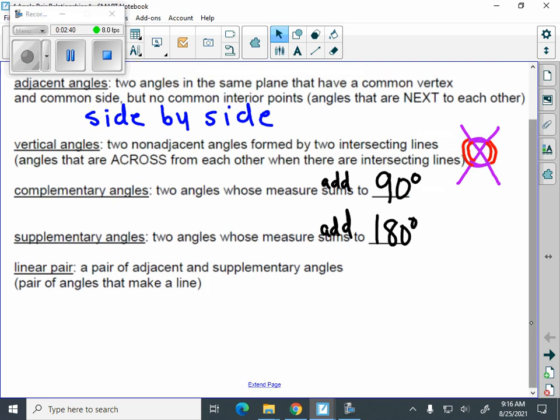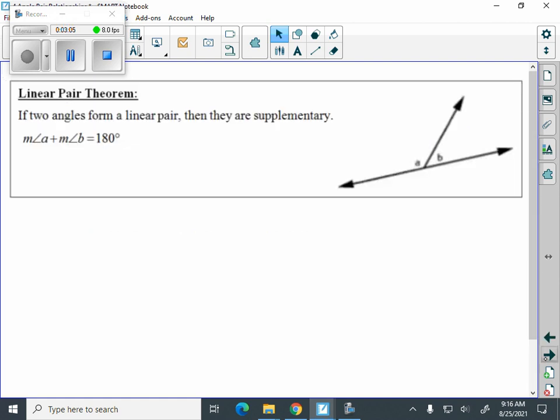Linear pair is a pair of adjacent angles. So they have to be side by side. And they also have to be supplementary. Supplementary adds to be 180 degrees. And in fact, it's a pair of angles that make a line. And if you look at the box underneath this, there's a picture of linear pairs. And it's a theorem. It is something that we can prove.